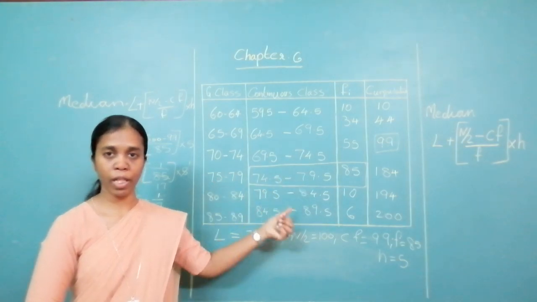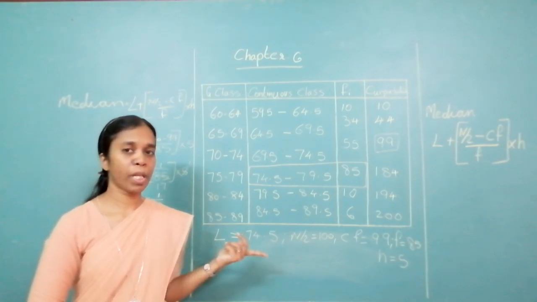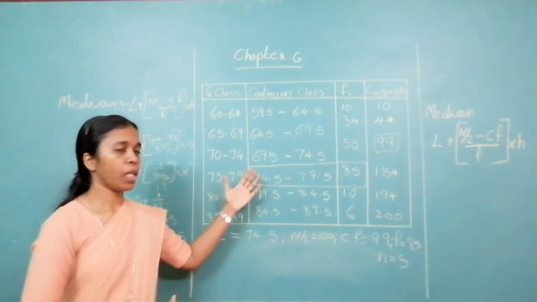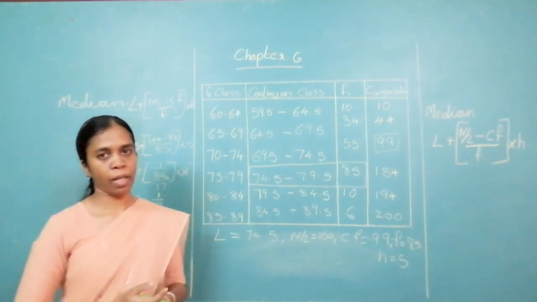Okay, how do we make a continuous class? Remember, for the median we need a continuous class. How do we make a continuous class? By subtracting 0.5 from the lower limit and adding 0.5 to the upper limit.